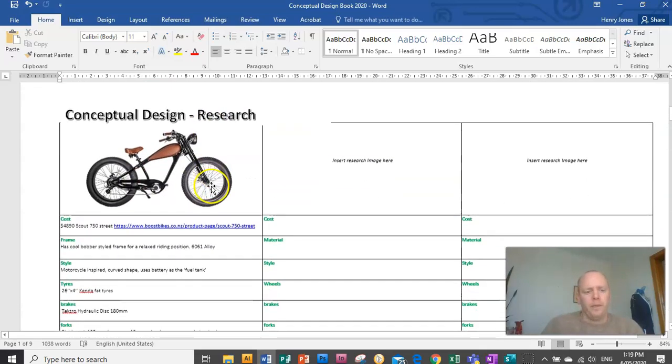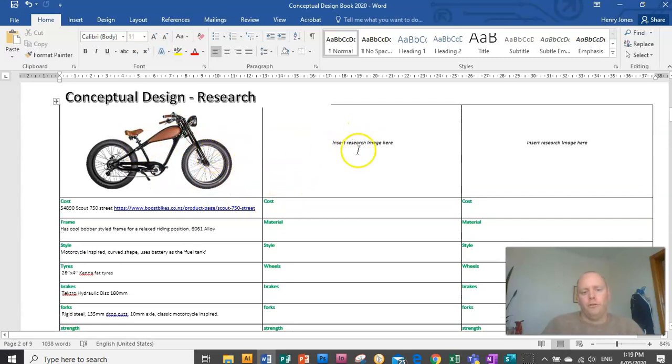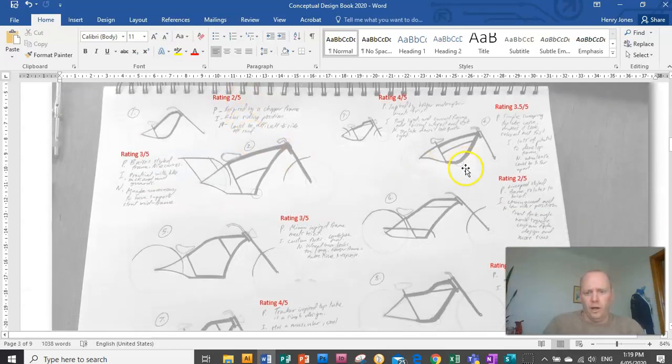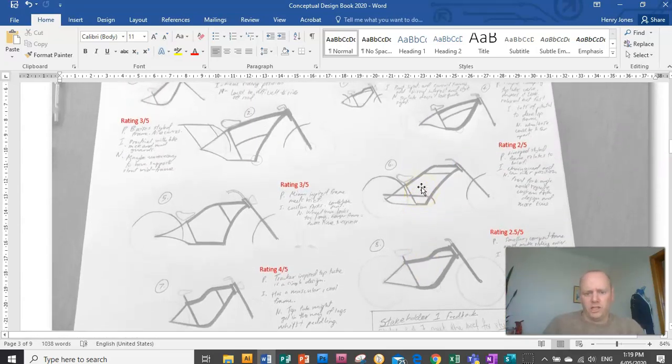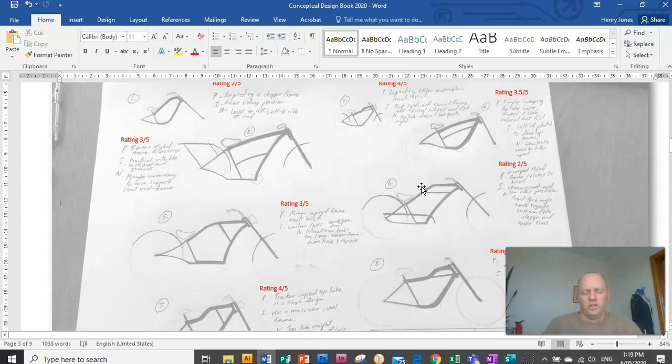Your research, so you should have done three different examples. And you really need to be inspired by what you find. So you'll notice that this Scout 750, this is really the starting point for my sketch work, and it was inspired by this design. So this is my page of sketches here. All I've done is sketched on a piece of paper, photographed it with my phone camera, and then I've emailed it to myself. And now I've got a digital copy that I've attached to this Word doc. You guys need to do the same, or use a scanner if you've got one at home.